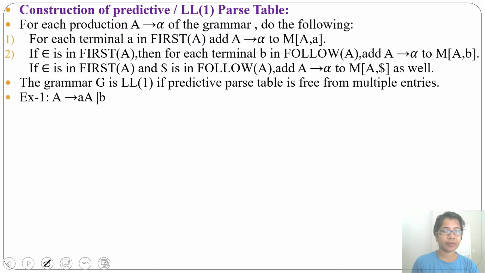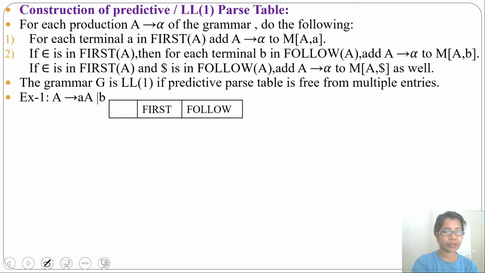Let's see one example. From A, we are deriving AA or B. First step, we need to find first and follow. Now what will be first of A? First of A will be A and B. Just write down AB. And what will be follow? A is the start symbol, so follow of A will be dollar. Actually, when there is an epsilon, you need to find follow. When there is no epsilon in first, you don't need to check the follow. Just for the practice, I am finding both first and follow. You don't need to find follow if first doesn't contain epsilon.